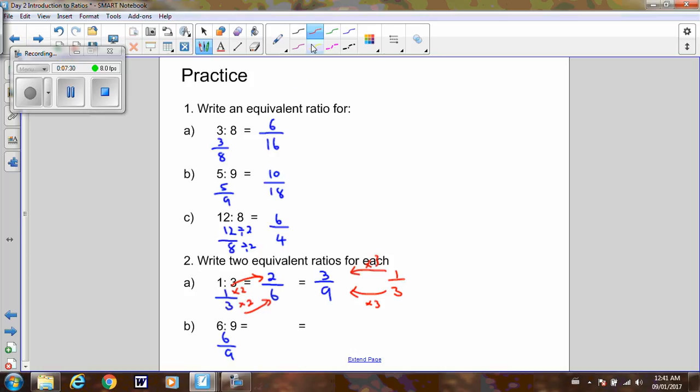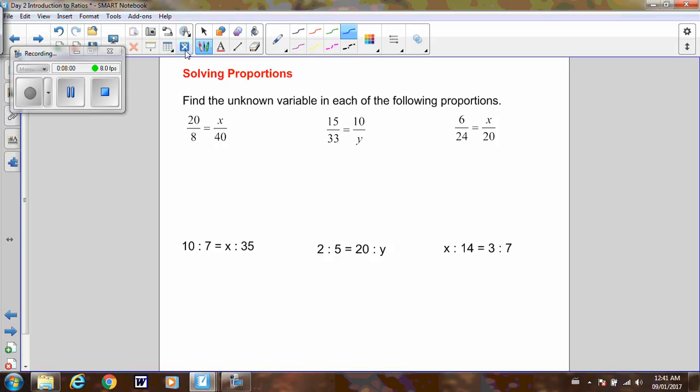Okay? 6 over 9. So what we can do is divide this by, let's say, 3, and divide this by 3, because 3 can go into each of them. So this becomes 2. 9 divided by 3 is 3. Okay. We can make another one here. Let's say we multiply this by any number you want. I'm going to multiply by 5, as long as you do the top and bottom. 2 times 5 is 10. 3 times 5 is 15. So that's another possibility here. Okay, last page there.